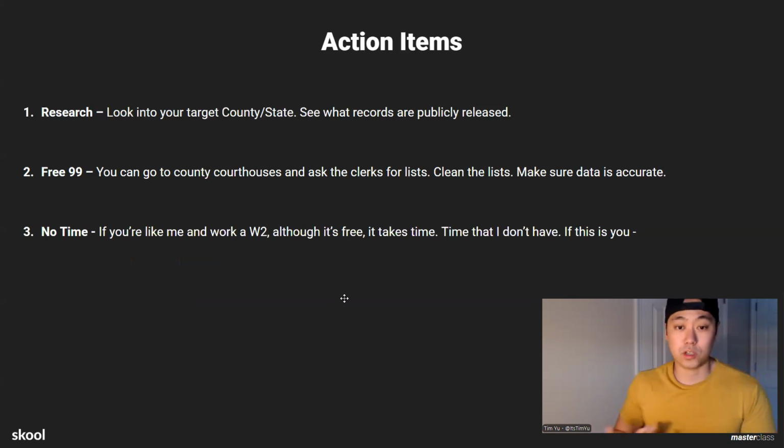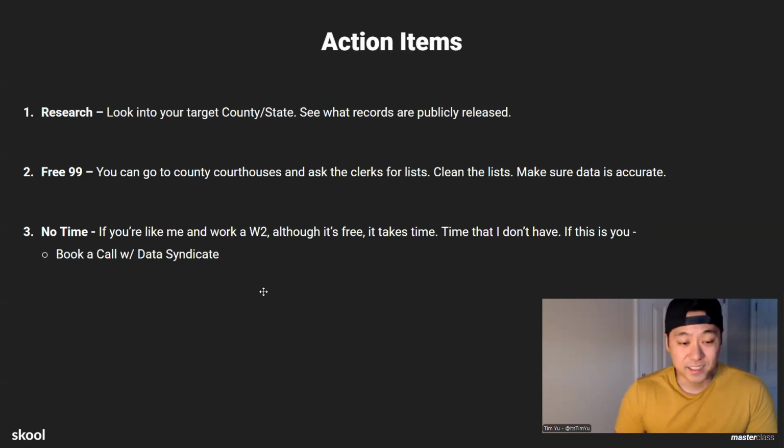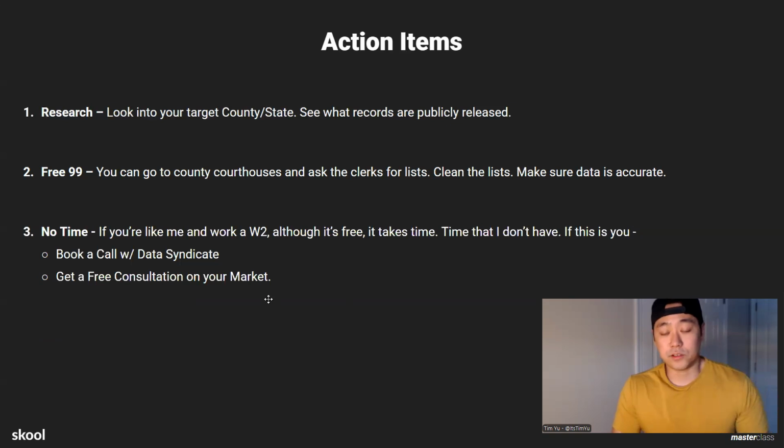If you're like me and work a W-2, although it's free, it takes a lot of time, and time that I don't have. If this is you, you definitely got to book a call with a company called Data Syndicate. You can get a free consultation with them about your market to see what data is available. And then ultimately, they'll give you their recommendations on whether you should move forward or not.